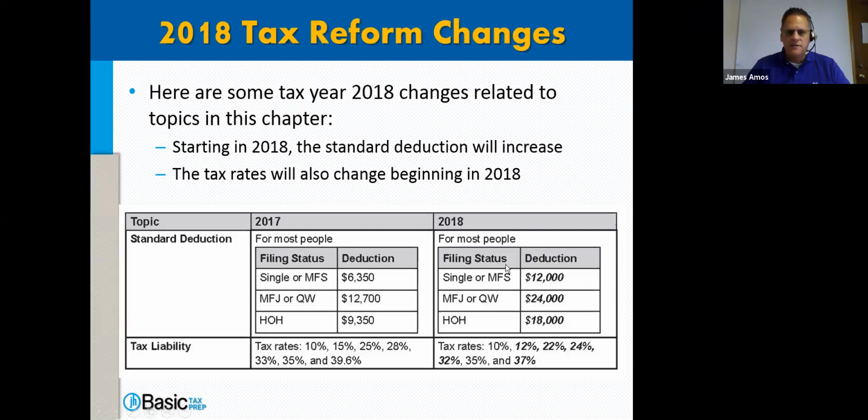In 2017, a single person could only subtract $6,350. For 2018, they can subtract $12,000. Married filing jointly or qualifying widower could only subtract $12,700 in 2017. In 2018, they can subtract $24,000, and so on. Tax liability rates decreased. 10% is still there, but the 15% decreased to 12%, 25% decreased to 22%, and so on. You'll see that there are some decreases. So there were just some changes, and that's all I was pointing out. And that's that.